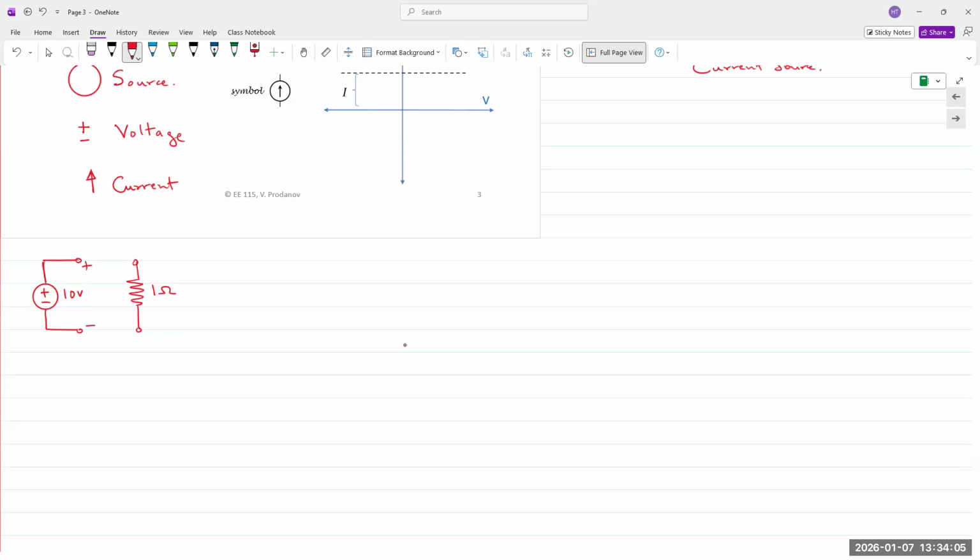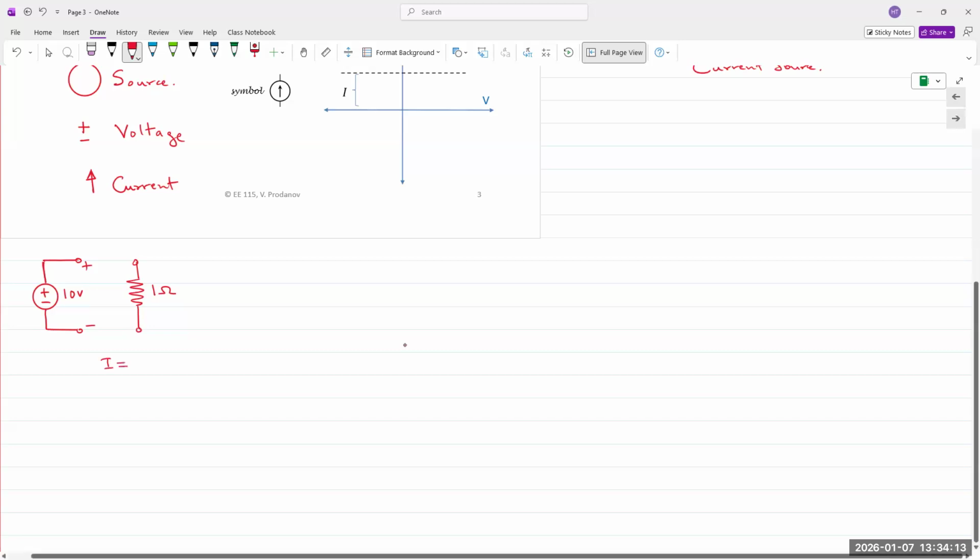So based on Ohm's law, you don't have to write or draw anything out, but what do you think is my current through the resistor? And V equals IR, so 10 amps, right?